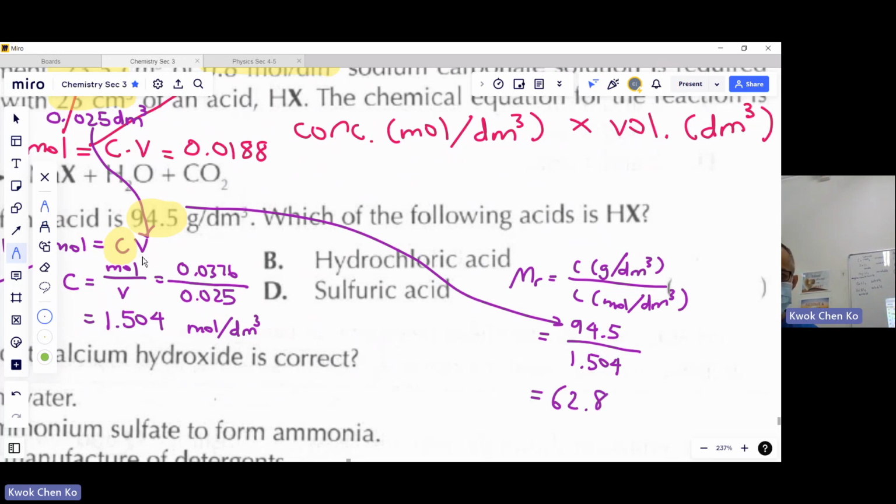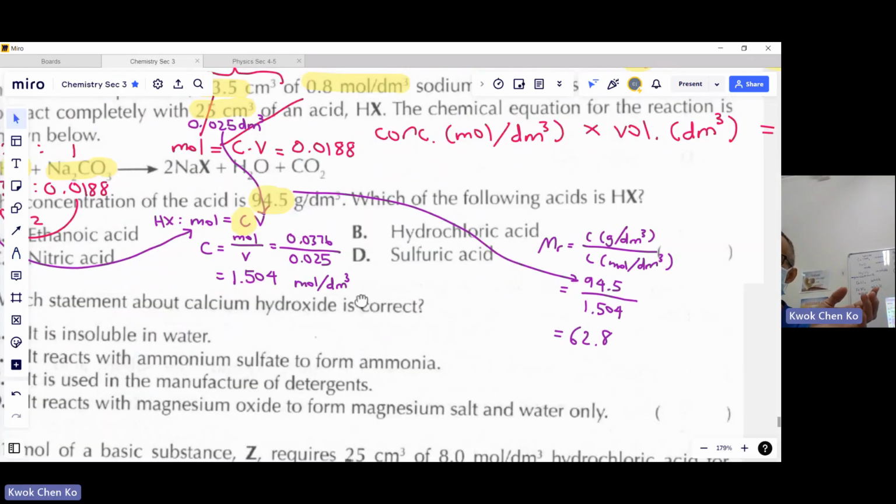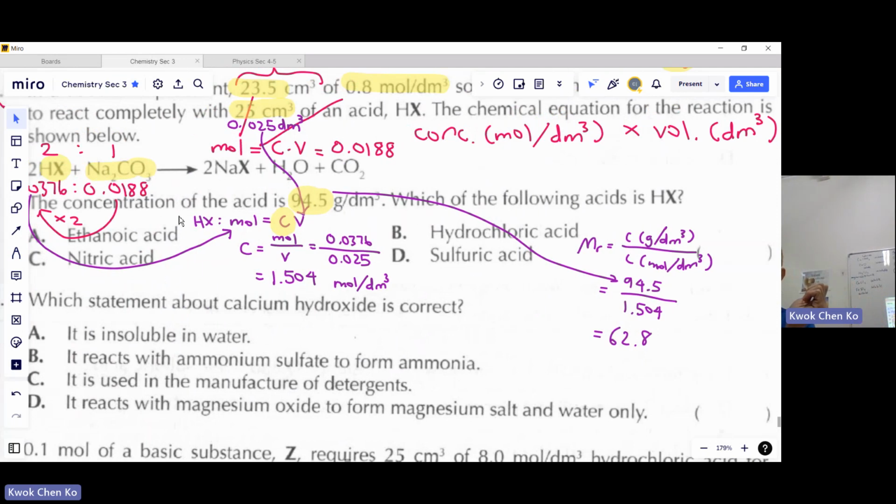So this is the MR. Actually, we're not done. You have to figure out which of 1, 2, 3, 4 has this MR or the closest MR. All right, guys, try this out. You should be able to do it. Is it A, B, C, or D? Which one has this MR, or at least the closest value?